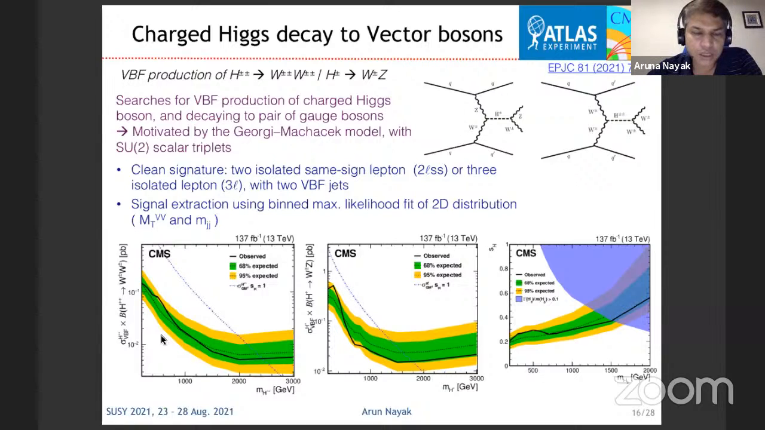Here you see the results in terms of the upper limits on sigma times branching fractions, as a function of the doubly charged Higgs mass, and this is on the singly charged Higgs. This is also interpreted in a benchmark scenario in the Georgi-Machacek model, so you can see that the limits are obtained in terms of the mass of the H5 boson and the sin theta H parameter. You can see that a large part of the sin theta H parameter space is now excluded.